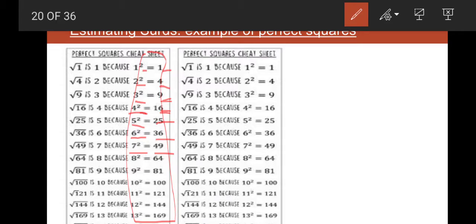So realize that if you put a perfect square under a square root, it gives you a rational number. For instance, if you put 1 under a square root, it gives you 1 as your rational number. If you put 4 under a square root, it gives you 2 as your rational number. So from here we see that if we put our perfect squares under the square root, it gives you an integer.